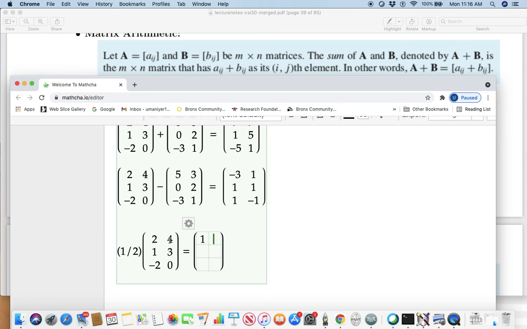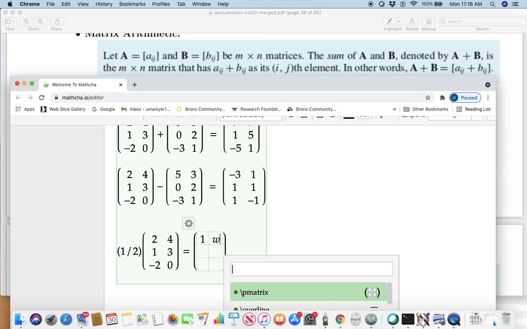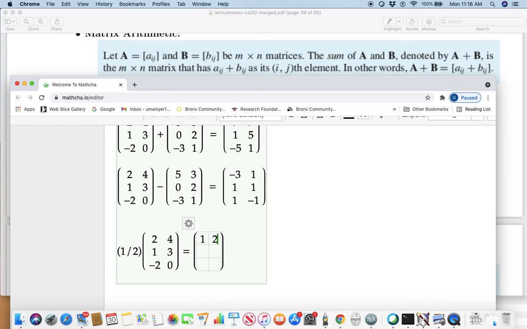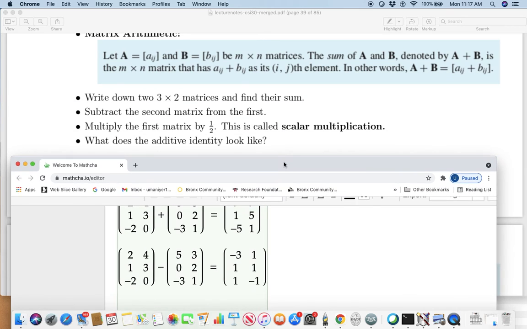1 over 2 times 4 is 2. Here, 1. 1 over 2 times 1 is 1 over 2. 3. 1 over 2 times 3 is 3 over 2. Negative 2. 1 over 2 times negative 2 is negative 1. 0. 1 over 2 times 0 is 0. So this is scalar multiplication. What is scalar multiplication? You take one number and multiply it to every entry here. That's a scalar multiple.